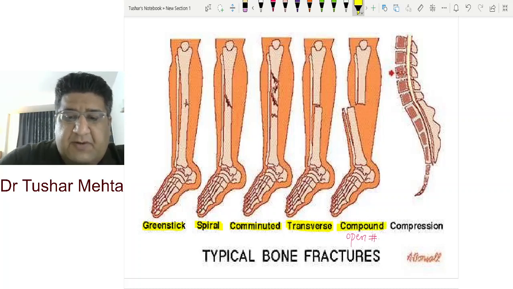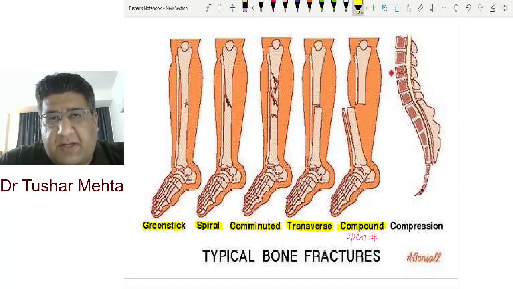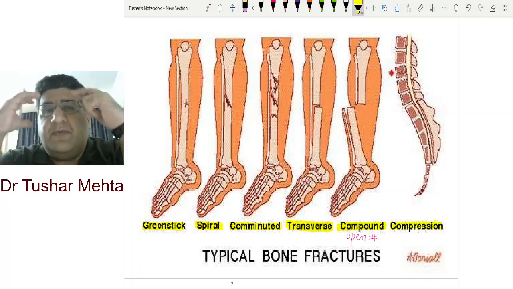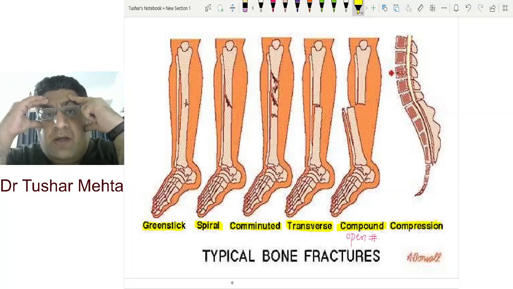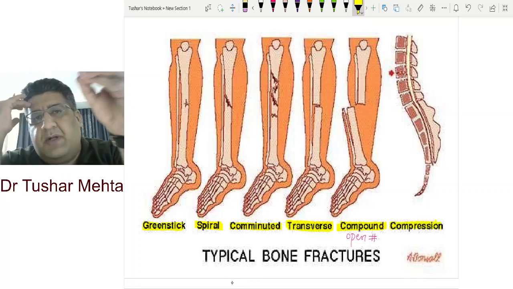And the last pattern that we have here is compression fracture. I'll show you the X-ray also. So these are different patterns depending upon the anatomical placement of the fracture. Are you getting me? So till now what we have understood is that a break or breach in the continuity of a bone is called fracture.